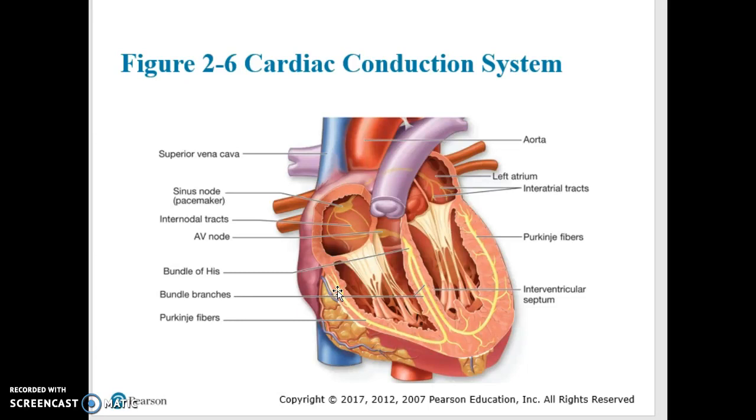Now, let's put this into perspective. The SA node, everything that happens from the SA node across the interatrial tracts and into the atrial tissue paints your P wave. Anything that happens in the ventricles past the AV node, going down the bundle of His and the bundle branches to the Purkinje fibers and the ventricles, this paints your QRS complex. And then once this relaxes and the current has reached the end of the line and the ventricles are ready to relax, that relaxation is what paints the T wave.